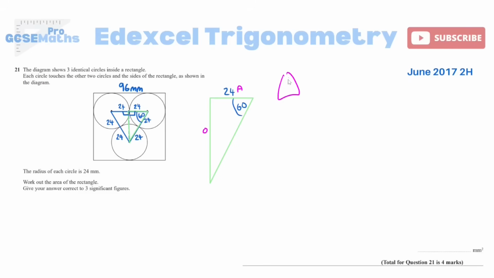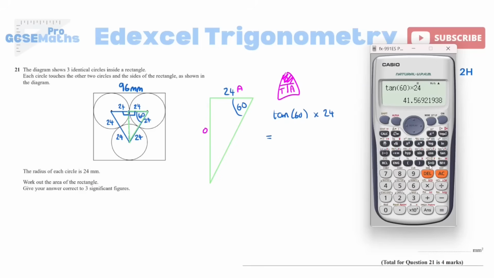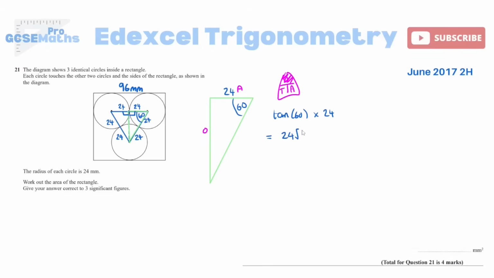We can therefore use tan, TOA. Because we're looking for the opposite, cross that out. So my actual calculation is going to be tan of the angle times by the adjacent. Now, you could write down all the decimals. For now, because it's not our final answer, I'm going to write it down in the most simplified form, which is 24√3 millimeters. So that's our height here, isn't it?